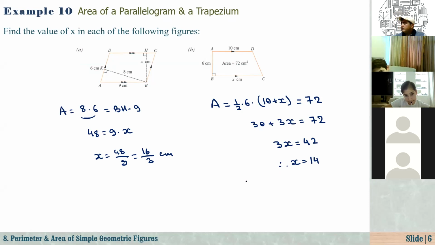Okay, Tariel? Yes. When you count parallelogram area, it's just base times height. But when you count trapezium, you have to do 1/2 times height, and then a plus b, the sum of the parallel sides. Okay.